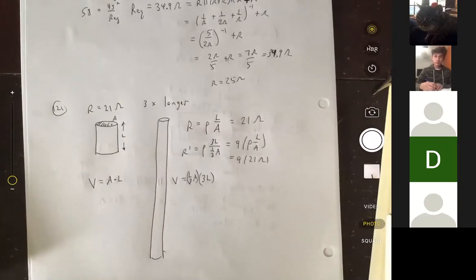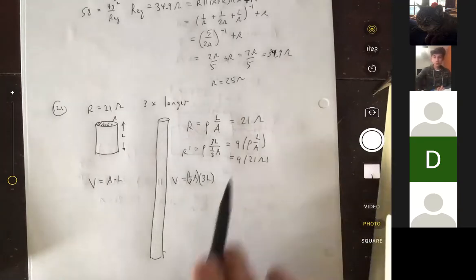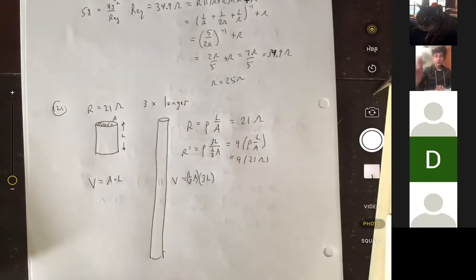Because you triple the length and cut the area to a third, and resistance is proportional to length. Resistance is inversely proportional to the cross-sectional area. So if you triple the length and cut the cross-sectional area to 1/3 its previous value, it makes sense that you're going to multiply the resistance by 9. So is that okay, Gina? Yes, thank you. You're welcome. Anything else? Any other questions or issues you're interested in?